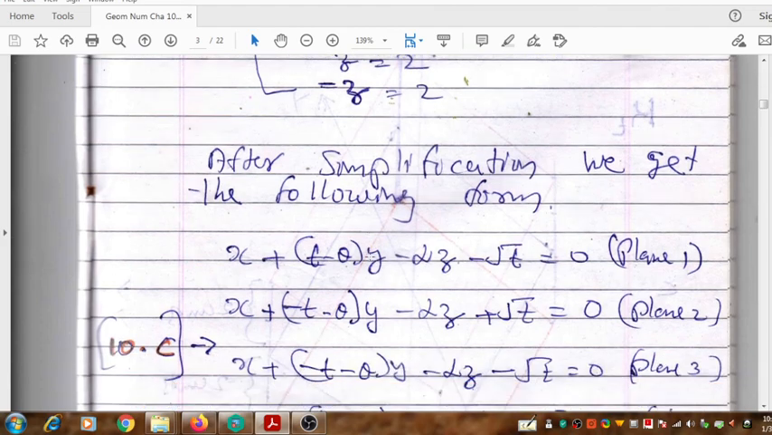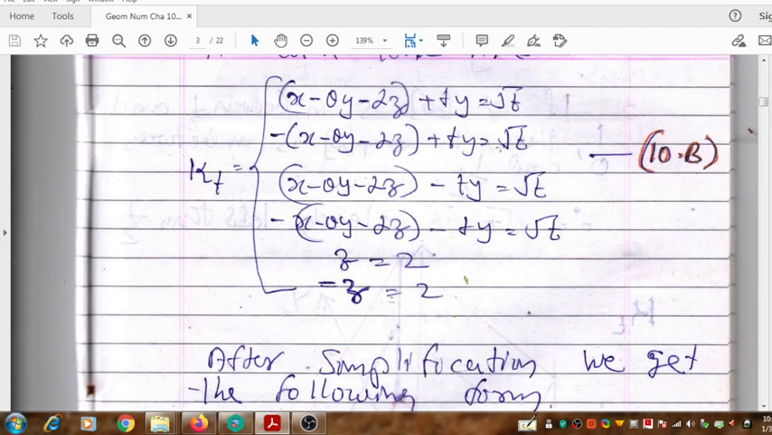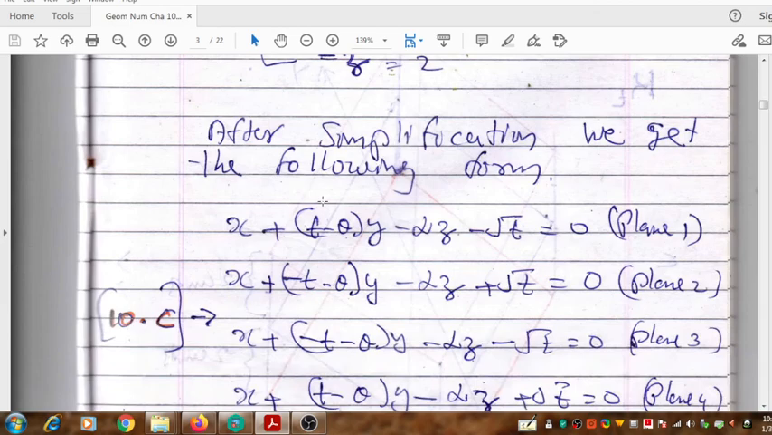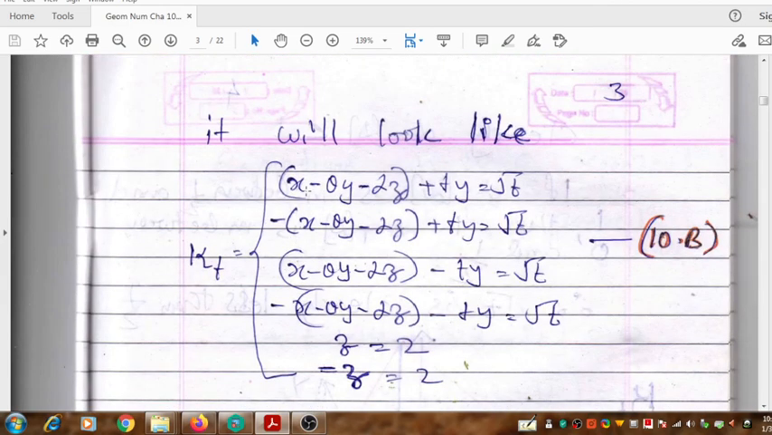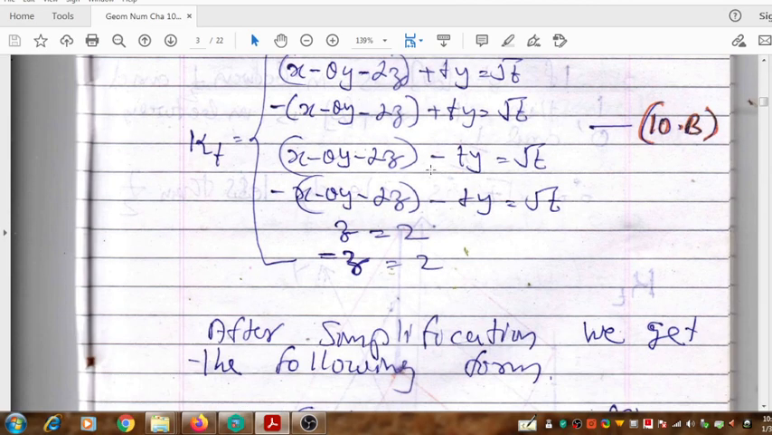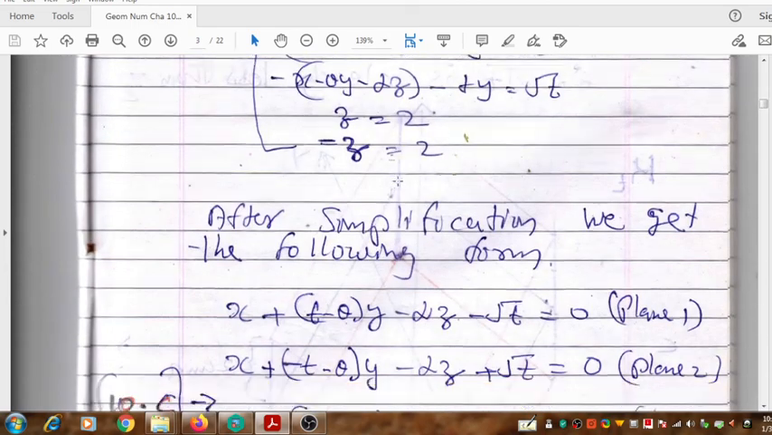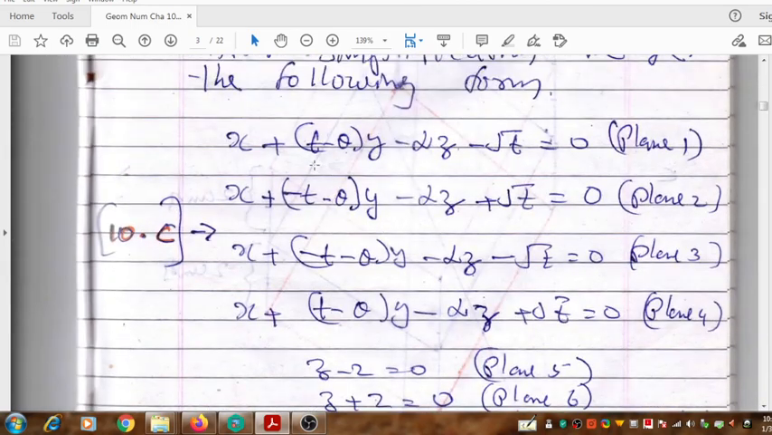Now, after simplification, how do we simplify these equations? There is only one x term, but there are two y terms, so that can be combined, and there is only one z term, and that way you can simplify all of those. Then you get this simplified form of the equations, which are written in the set of equations 10.c.